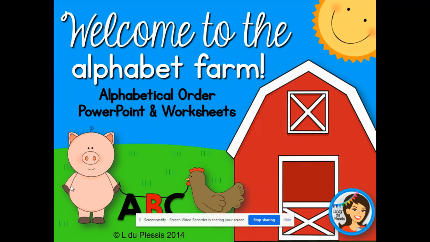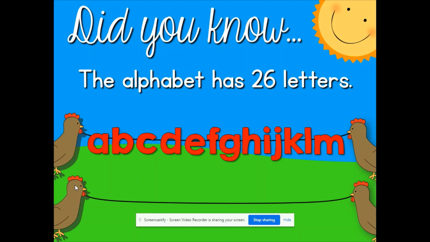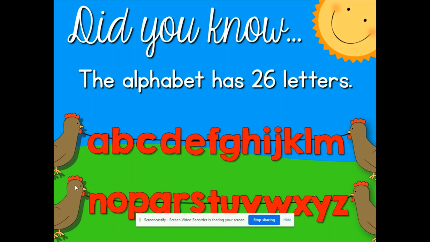So here we go. Welcome to the Alphabet Farm. The alphabet has 26 letters, and I'm sure that you know all of them. So while I'm showing the letters in just a moment, I want you to be singing that ABC song in your head, because even though that's a little bit of a silly song for second graders, it is important and it will help you to put words in ABC order. So here are our letters. All right, keep that in your brain.